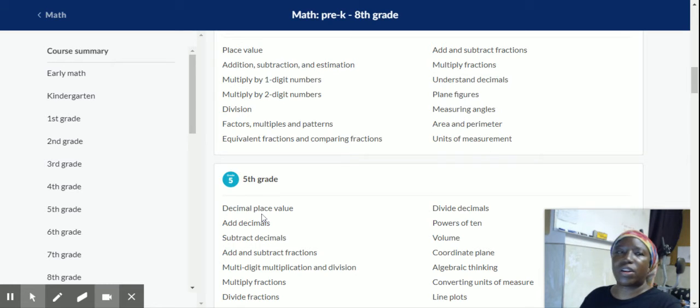Oh, there it is right there. Like that. That's as simple as that. Then you click on it, and then that's where you go. You just do that. See, decimal place value, adding decimals, subtracting decimals, and decimals is.